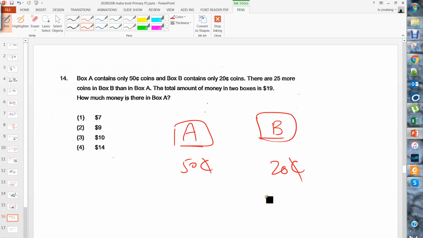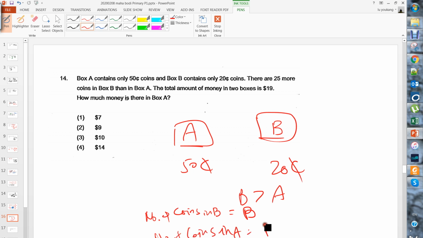So that means, which one is more? Box B is more, so B is bigger than A, right? By how much? By 25. So that means if the number of coins in B is B, then the number of coins in A is B minus 25. Am I right? Because B must be bigger than A, right?